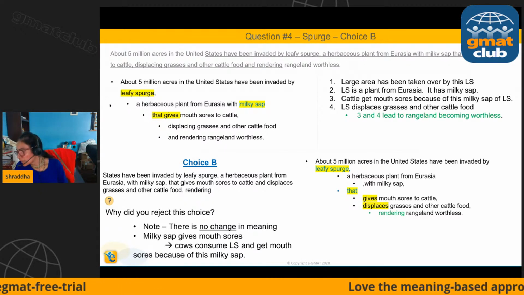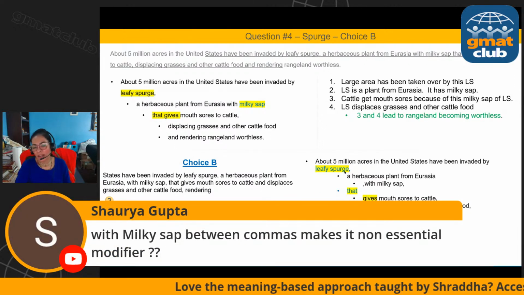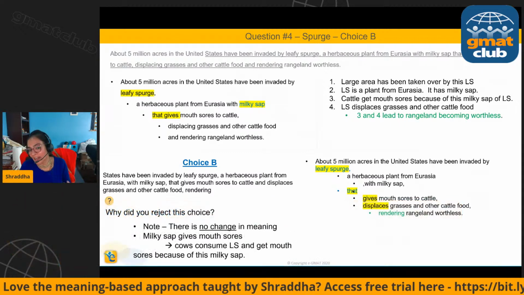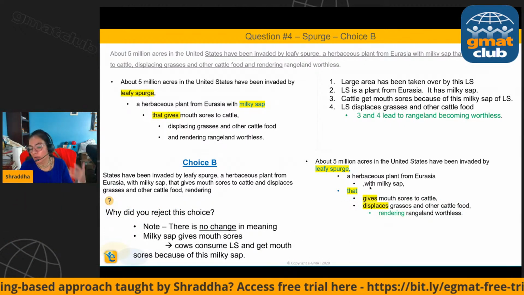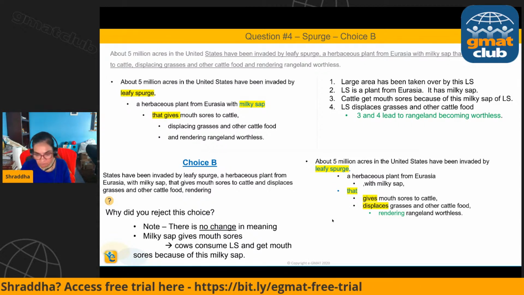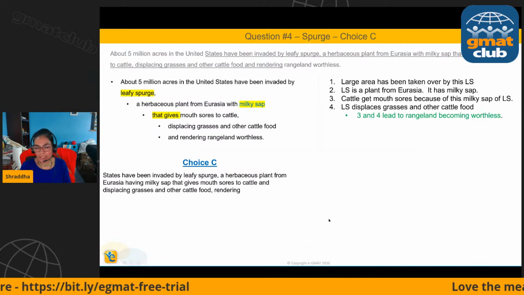With milky sap, between commas makes it non-essential. I mean, Shaurya, you can call it non-essential modifier. We do not term it like that. What I'm saying is that this structure gives that the liberty to jump over with milky sap and modify herbaceous plant. Okay. Okay. Let's now quickly move on to other answer choices.